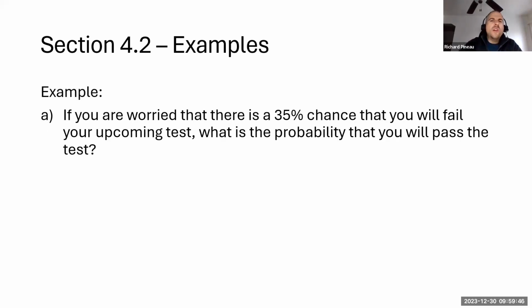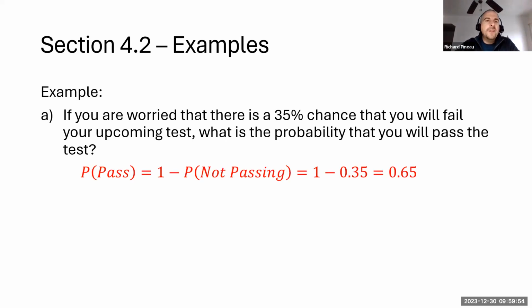Okay, so if we are worried that there's a 35% chance that you're going to fail the upcoming test, what's the probability that you will pass the test? Well, the probability of passing would be equal to 1 minus the probability of not passing. Not passing here means we fail. So that would be 1 minus 0.35, and that would be equal to 0.65. So that is an example of how we can use the complement to figure out the probability that we will pass.